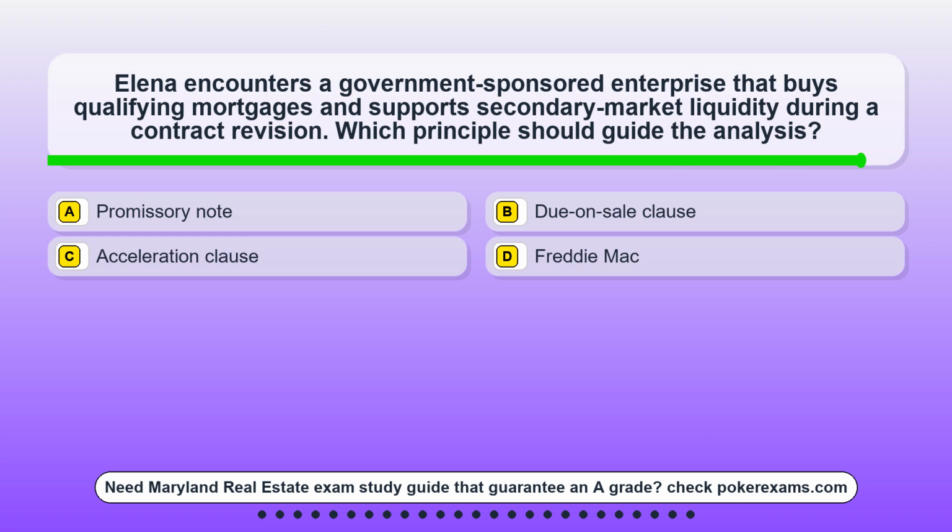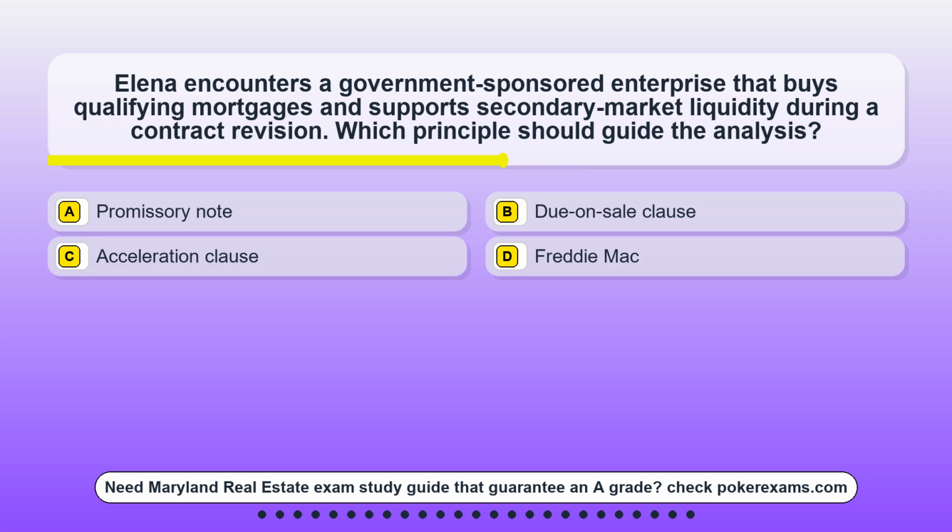Question 20. Elena encounters a government-sponsored enterprise that buys qualifying mortgages and supports secondary-market liquidity during a contract revision. Which principle should guide the analysis? Option A, promissory note. Option B, due-on-sale clause. Option C, acceleration clause. Option D, Freddie Mac.